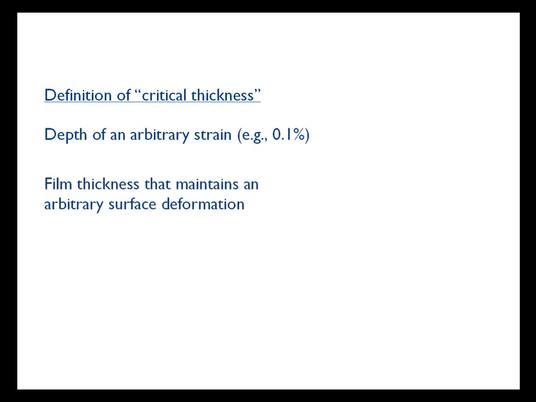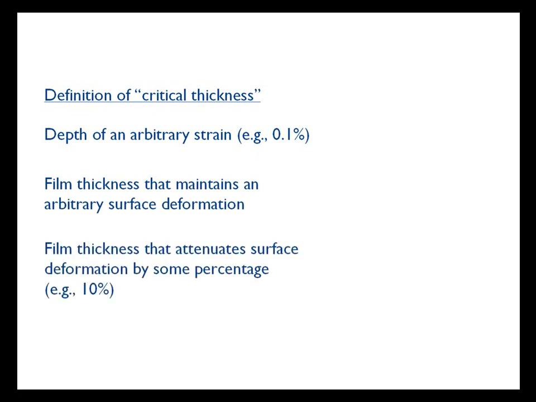But how exactly should we define this critical thickness? We found that multiple definitions were possible and in use. For example, the depth where one would find an arbitrarily small strain, say 0.1%, could be said to be a critical depth. Inserting a rigid underlying base at this depth would have little effect on surface movement. Or we might define a critical film thickness as one that maintains a certain surface deformation and thus sends a certain cue to adherent cells. A third definition might be the film thickness that attenuates surface deformation by a certain fraction, perhaps 1/10.